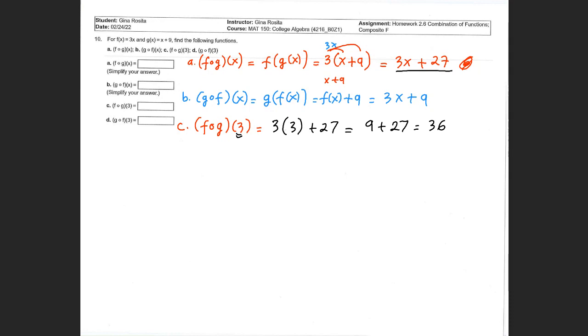Now D. G composed with f of 3. We get the answer on B, over here. We just replace x with 3. So 3 times 3 plus 9. So the answer is 3 times 3 is 9 plus 9 equals 18. Okay, go to the next one.